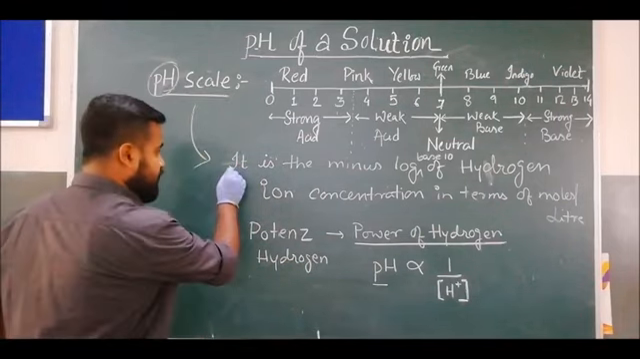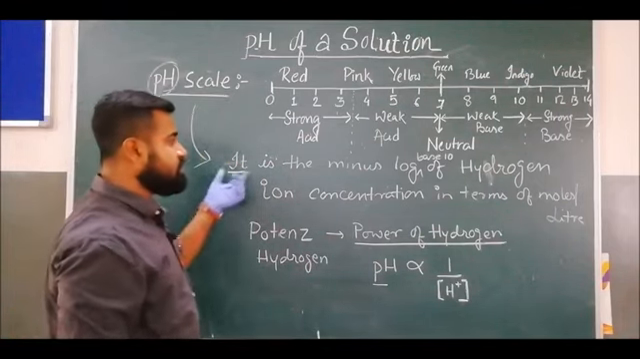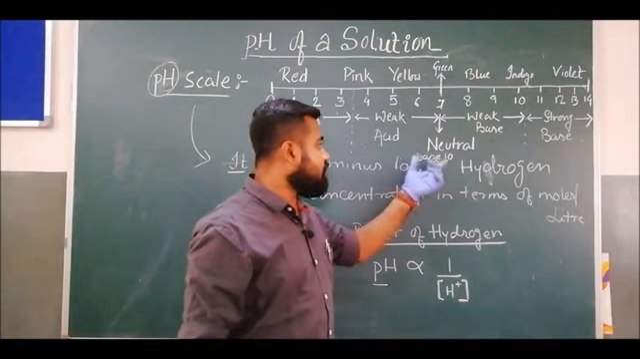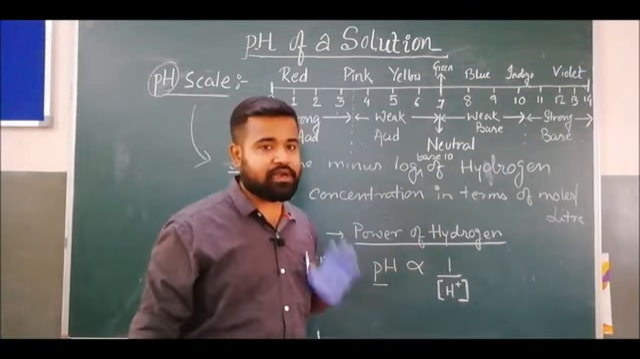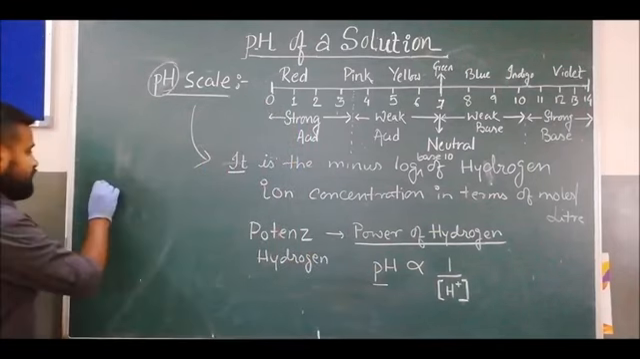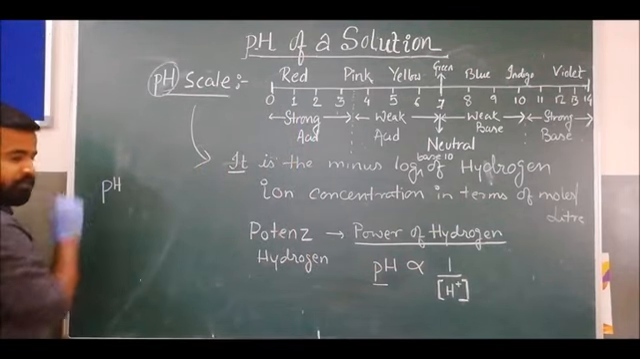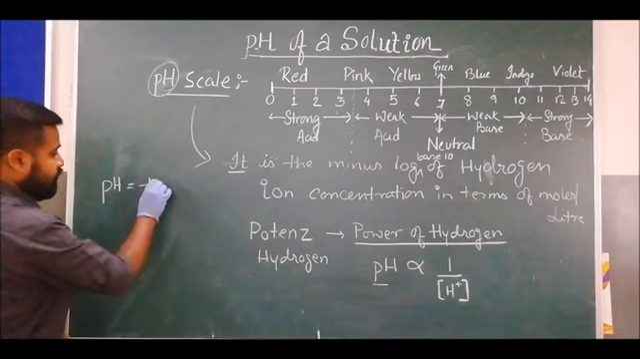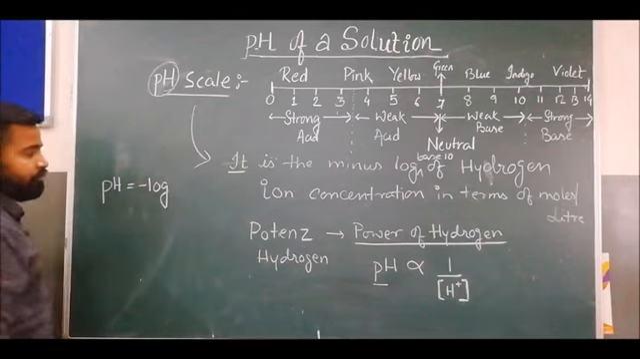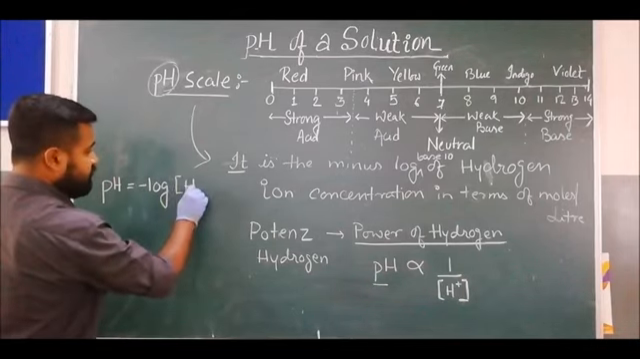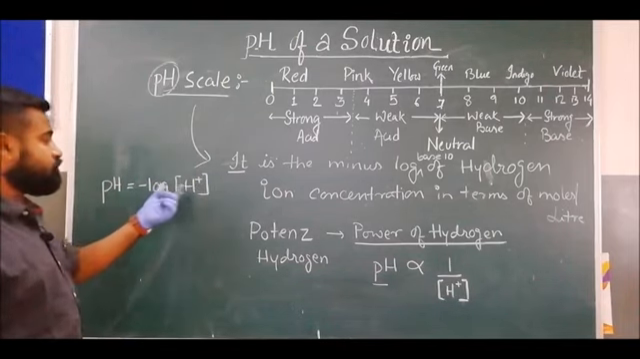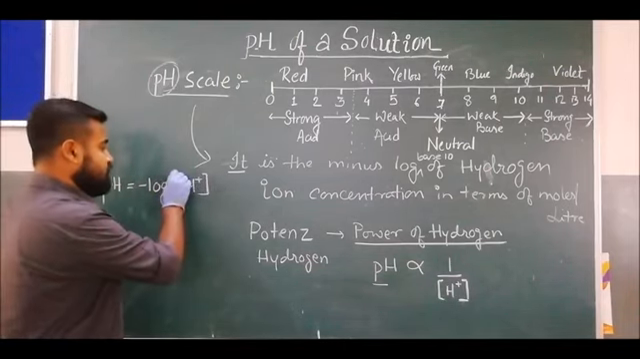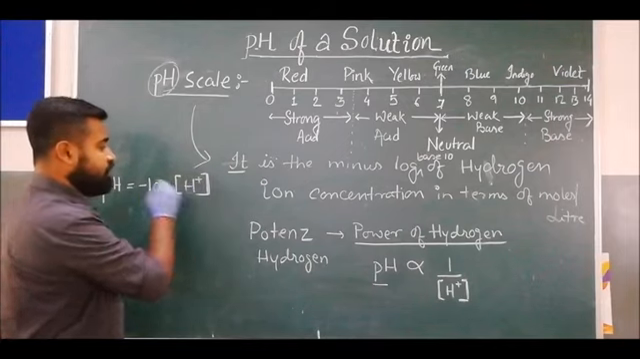So if we see the definition, it is the minus log base 10 of hydrogen ion concentration in terms of moles per liter. So we can write that pH equals minus log of H plus ion concentration. So this is the concentration of hydrogen ion.